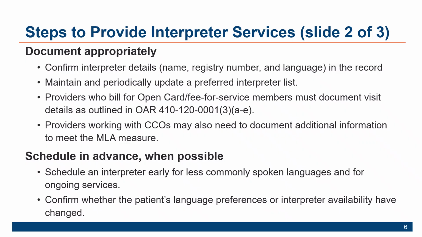Proper documentation is important. Make sure interpreter details, such as the interpreter's name, registry number, and language interpreted, are documented in the record. If you bill the Oregon Health Authority for open card or fee-for-service members, you are required to include additional visit details as outlined in the Oregon Administrative Rule OAR 410-120-00013, Sections A to E. Providers working with coordinated care organizations may also need to document additional details to meet the Meaningful Language Access measure.